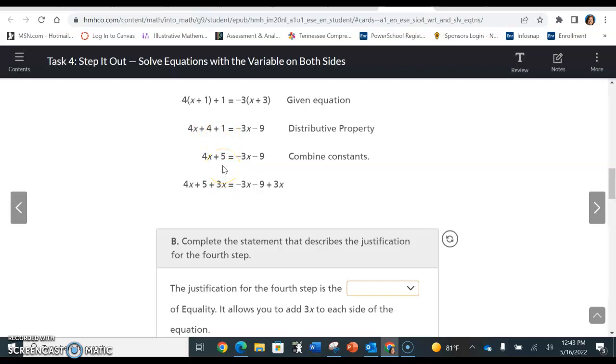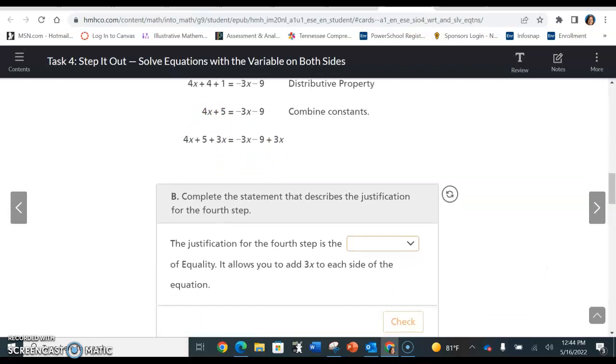And then we need to see what we can do to get the variable on one side. So it looks like they are adding 3x to both sides. So that gets rid of the variable on the right. Negative 3x plus 3x will cancel and leave just negative 9. But then we have to add 3x to keep this equation equal. So addition property shows that you add the same thing to both sides of the equation. That's addition property of equality.